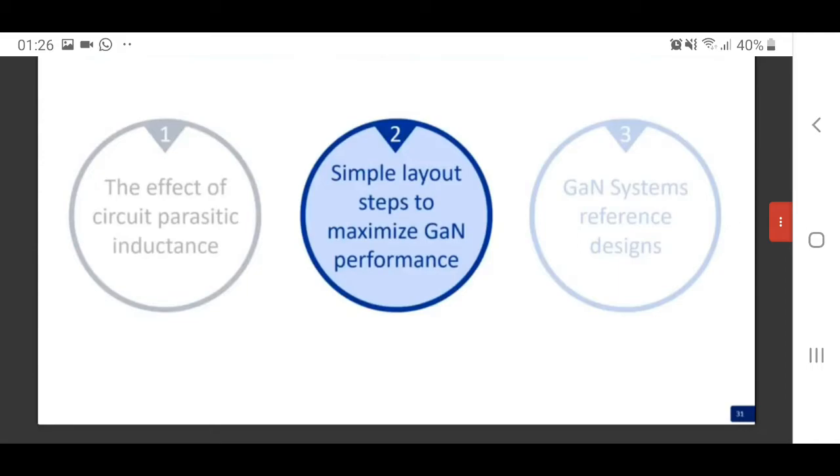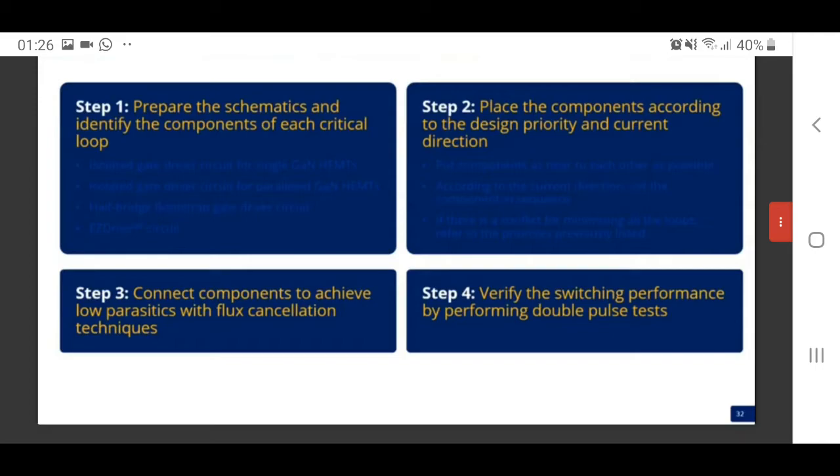The next section is about how to do the layouts. According to the design rules we learned, we summarized 4 steps to do the layout.